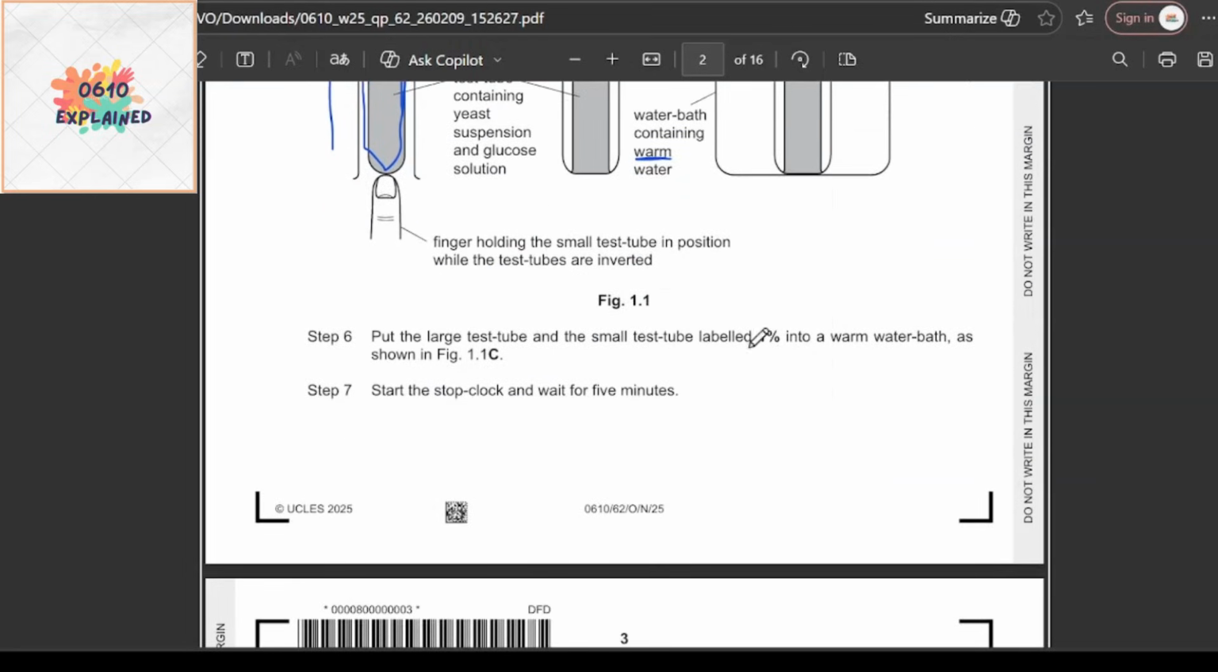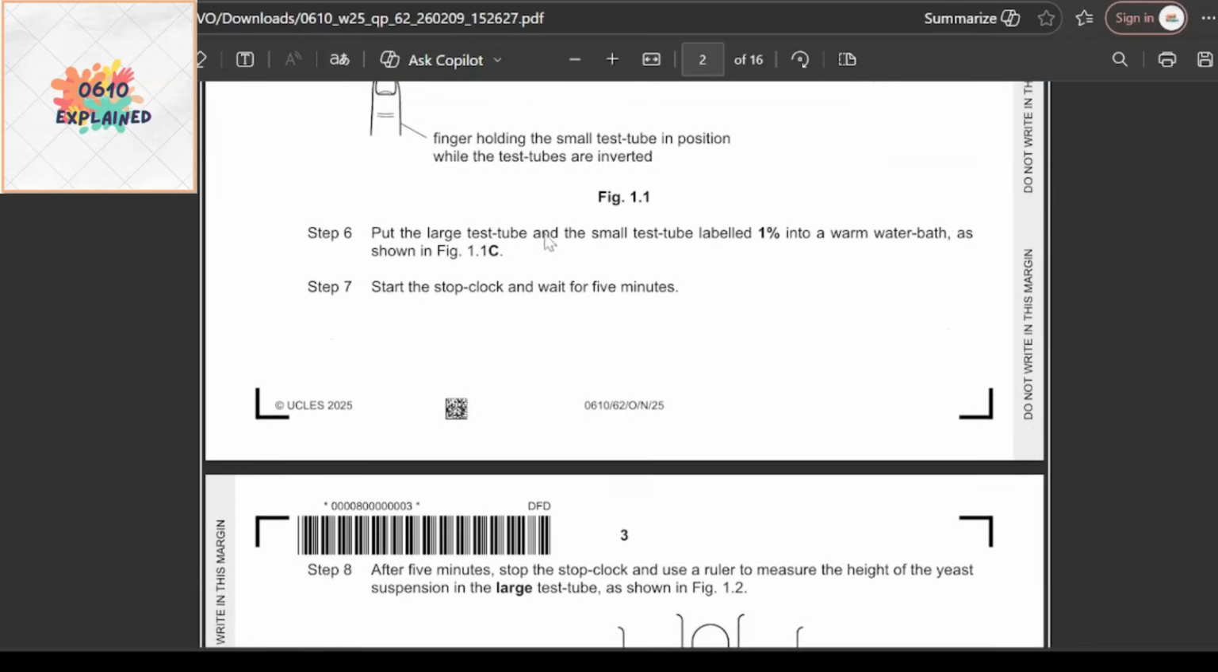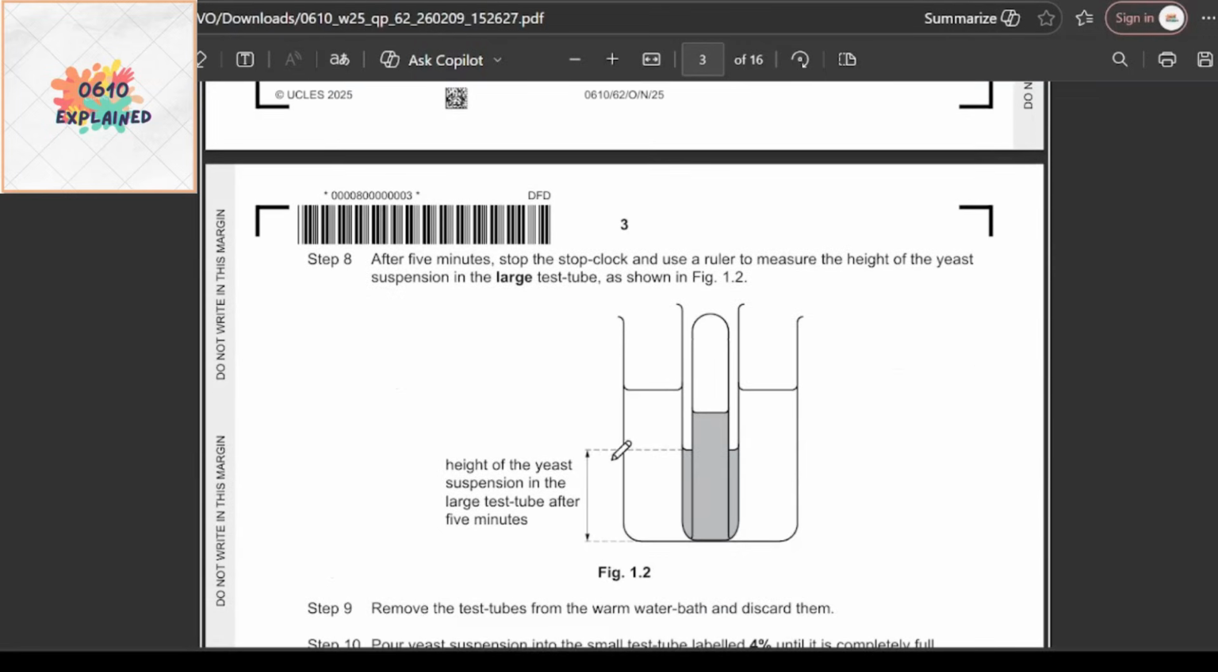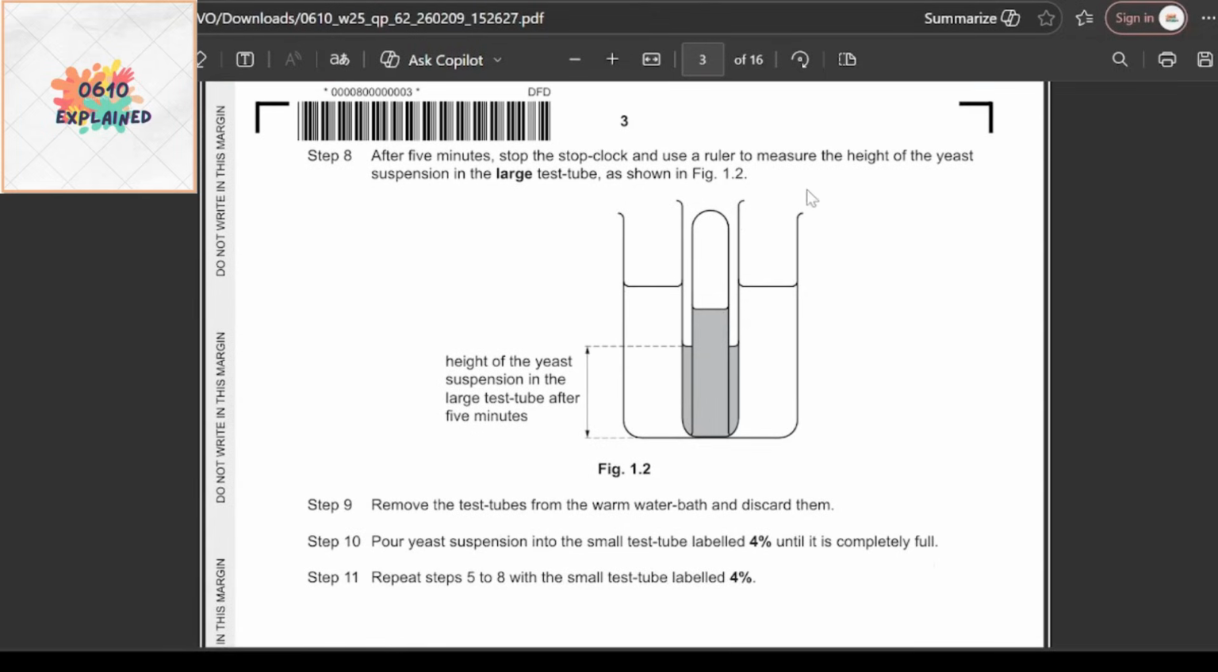Put the large test tube and the small test tube labeled 1% in a warm water bath. Start the stop clock and wait for 5 minutes. After 5 minutes, stop the stop clock and use the ruler to measure the height of the yeast suspension in the large test tube. So, the yeast has traveled from here using the glucose and water, it has moved out. So, the height of the yeast suspension in the large test tube after 5 minutes is what we are going to record using this particular measurement.